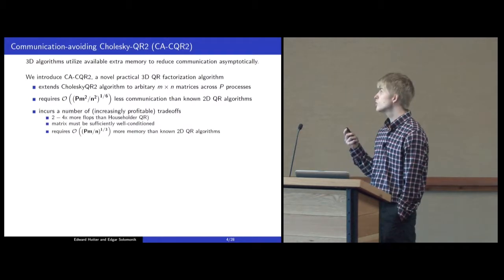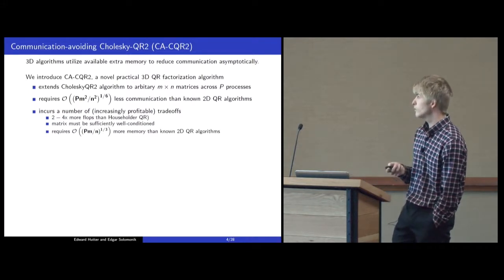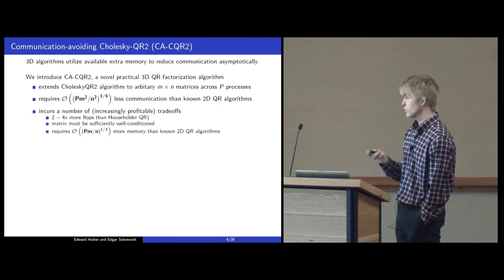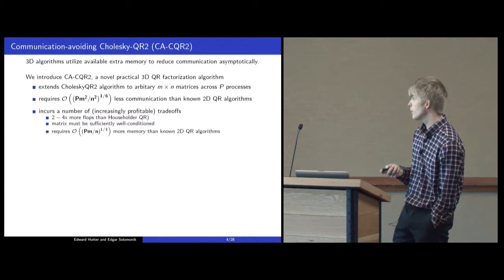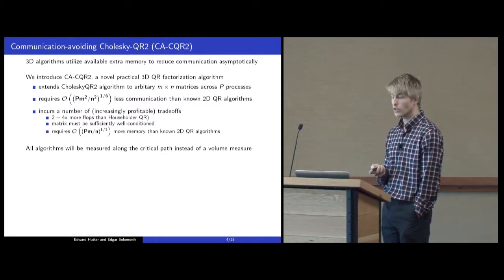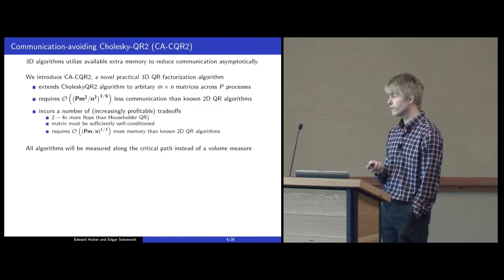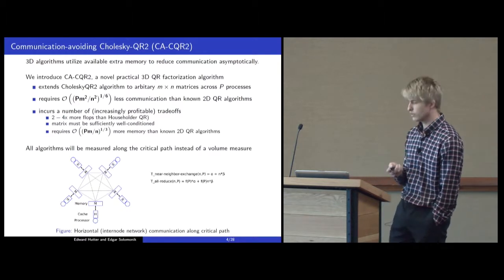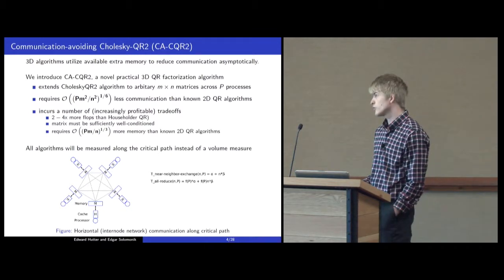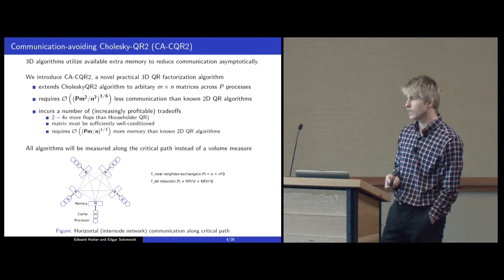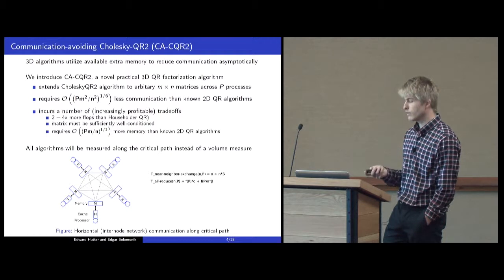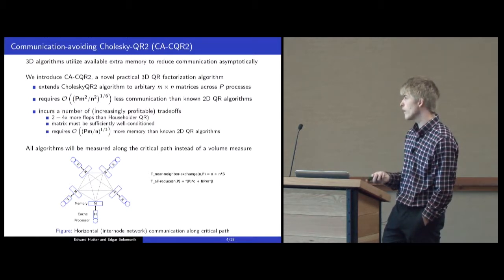But it does incur trade-offs. It does perform around 2 to 4 times more flops than Householder QR. The matrix must be sufficiently well conditioned, and it does require asymptotically higher memory footprint versus 2D algorithms. And so all algorithms will be analyzed along the critical path versus looking at the volume of communication. And so just this simple diagram for a communication routine, such as a near neighbor exchange, the synchronization and communication will not be dependent on the number of processes, but for an all reduce, the synchronization and communication will be dependent on the number of processes.